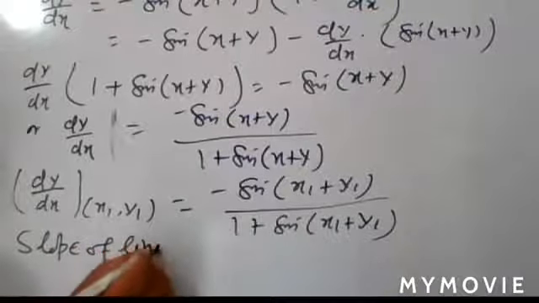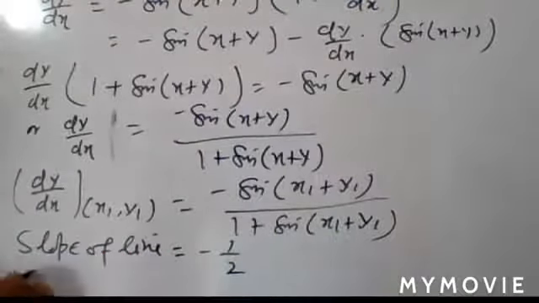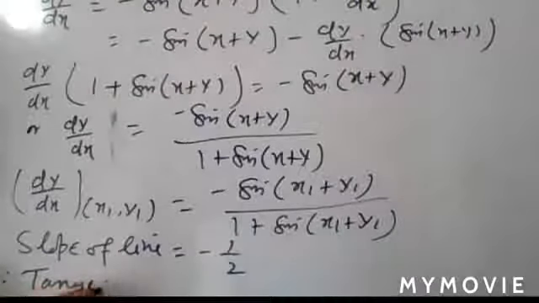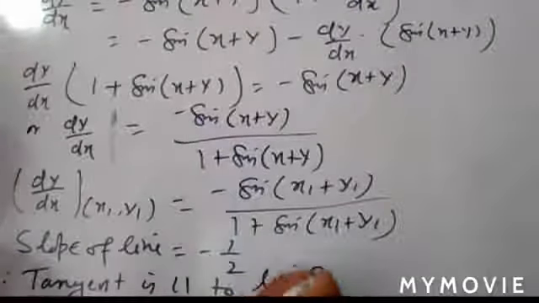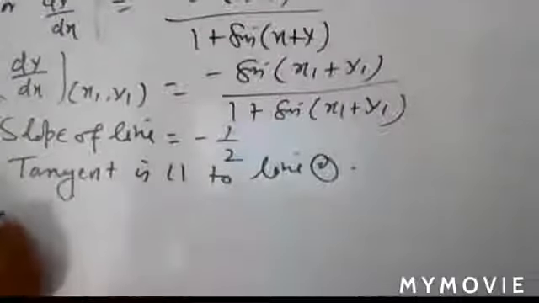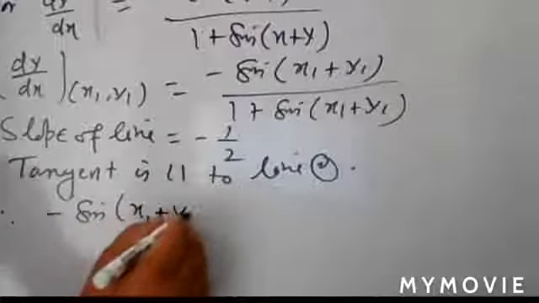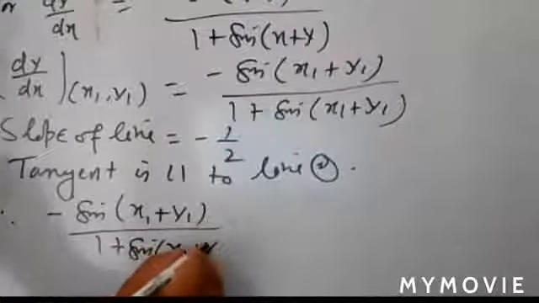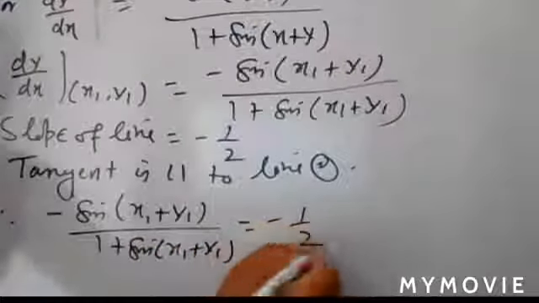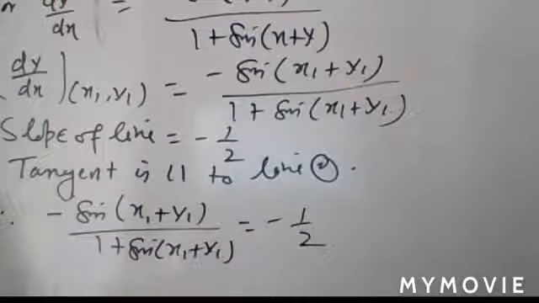Slope of line is equal to minus 1 upon 2. Okay, now what is given? Since tangent is parallel to line 2, their slopes are equal. So you write minus times of sine(x1 plus y1) upon 1 plus sine(x1 plus y1) is equal to minus 1 upon 2. So you're taking cross multiply, minus minus is cancelled out.